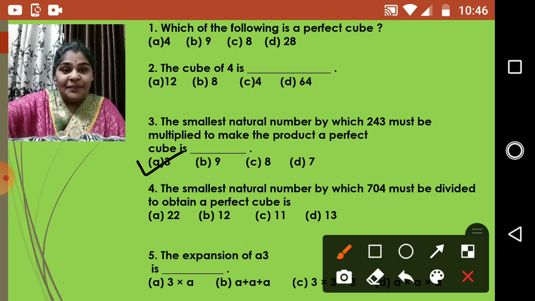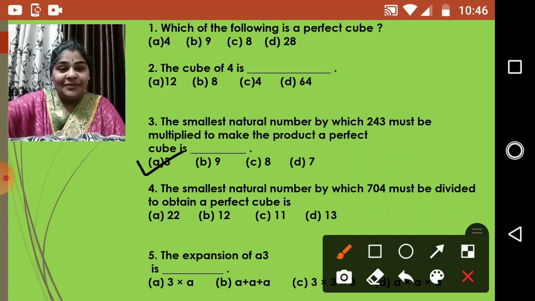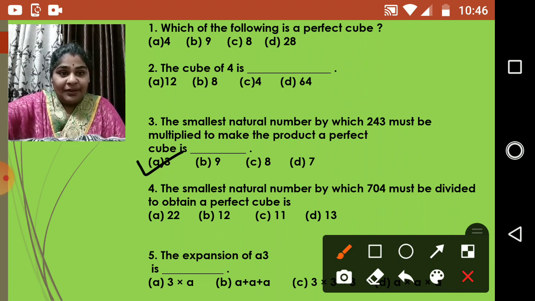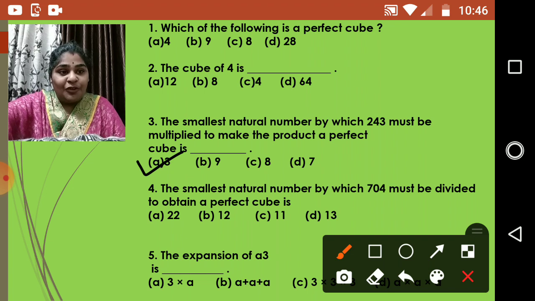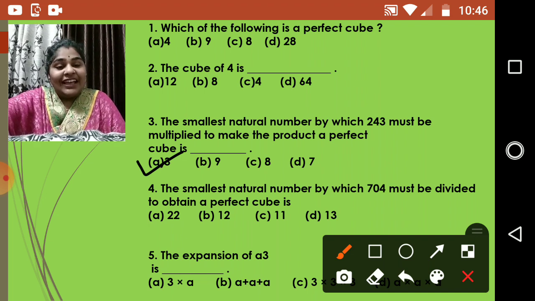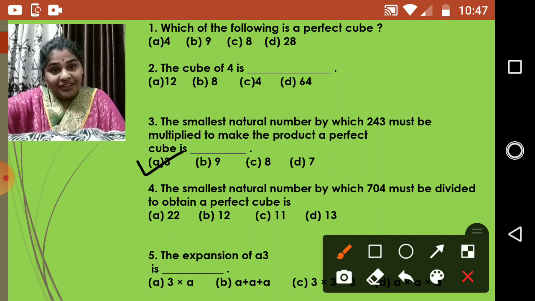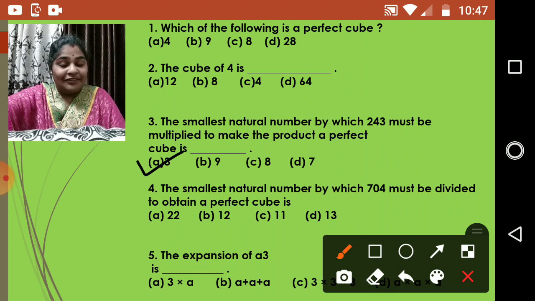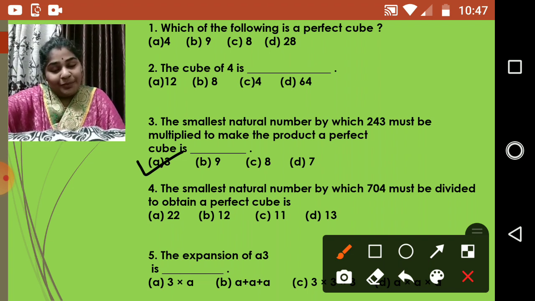I hope this is clear. This we have already studied, children. The smallest natural number by which 704 must be divided. Now in division also you will use the prime factorization method, and only one number will be left alone, that is, no triplet will be formed over there. By that number it should be divided.